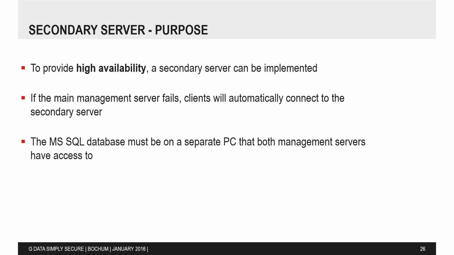Of course, both these servers, the main server and the secondary server, will be using a shared database. So it makes sense to put that database on a third PC. If you have the database on the main server and that main server fails, of course the secondary server will have no access to that data. So if you want to use a secondary server, this means you have to have two machines, one for the main server, one for the secondary server, and another machine for the database.